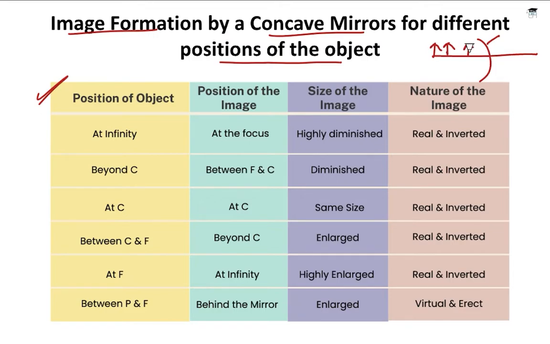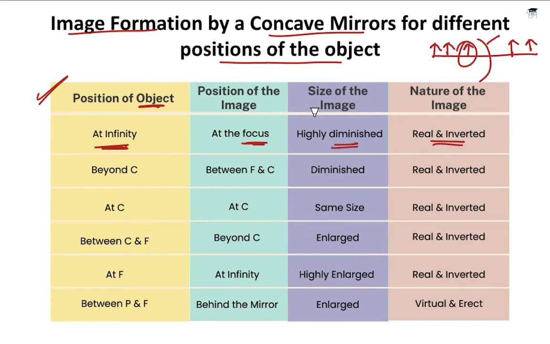We are changing the position of the object in front of the mirror, and we have summarized where the position of the image will be regarding the position of the object. For example, if the object is at infinity, then the image will be formed at the focus, the size of the image will be highly diminished, and the nature of the image will be real and inverted.